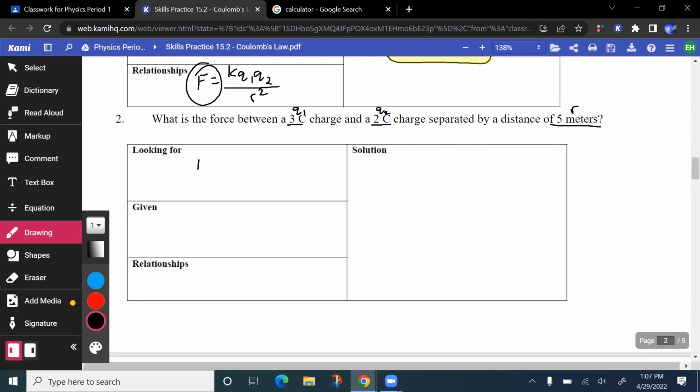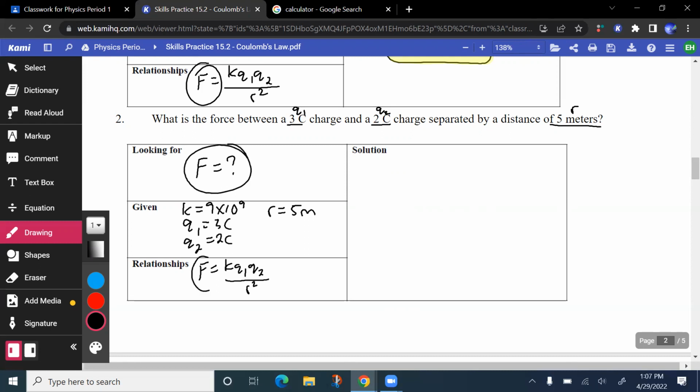Okay, so you should have filled out F equals question mark. You should have filled out K as 9 times 10 to the 9. We're always given that. You should have filled out Q1 as 3 coulombs, Q2 as 2 coulombs, and finally, R is 5 meters. The equation you should have written was K Q1 Q2 over R squared. Since you are solving for F, just go ahead and begin substituting.